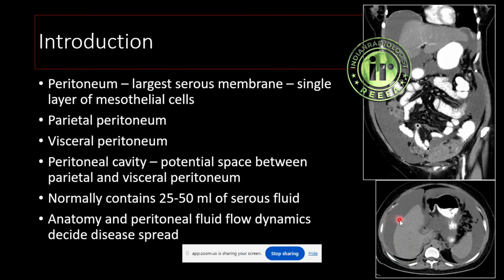Between the parietal and the visceral peritoneum, there is a potential space, and that is the peritoneal cavity. Normally, this peritoneal cavity contains a small amount of serous fluid that lubricates the cavity and allows for free movement of the visceral organs. The anatomy of the peritoneal cavity and the flow dynamics of this peritoneal fluid decide how diseases spread within the peritoneal cavity.